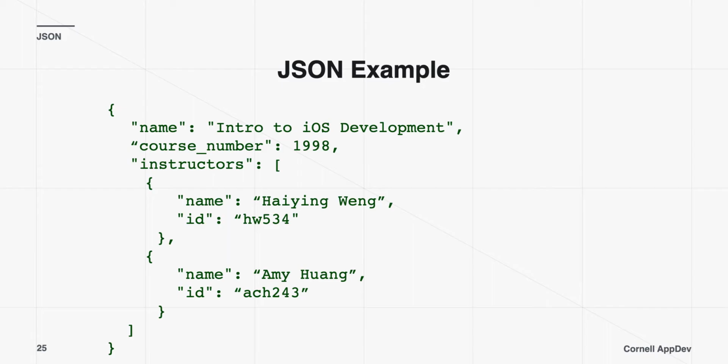Does this JSON make sense? Anyone have questions on JSONs? Again, this is the format of data that we're going to send to and get from the server.